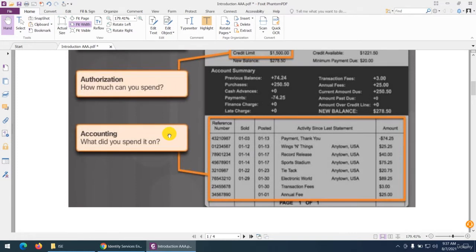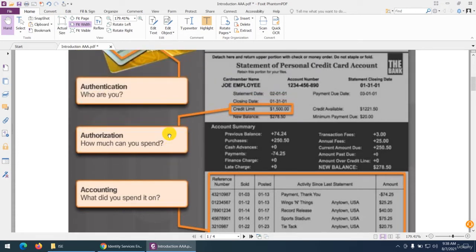Then whatever you spend the money on, maybe you buy something on eBay, on Amazon, and you spend some money in a store, at the end of the month you will get your bill and it will mention where you spent your money. It will mention the place, amount, time, etc., and maybe some reference number. So this is called accounting, the detail of whatever you have done with your money. And authorization is how much you spend and how much you can spend.